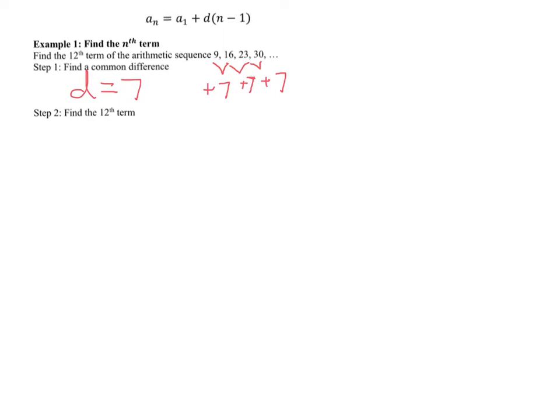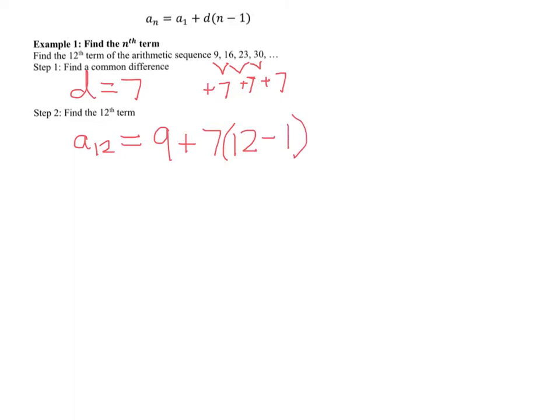So we know that we want to find A sub 12 because they're asking for the 12th term. We know that A sub 1, which is referring to our first term, is 9 because that's the first term in the sequence. Plus, we know that D is 7 because that's what we just found. And then N, we want the 12th term, so N is 12 because that's the term that we're finding.